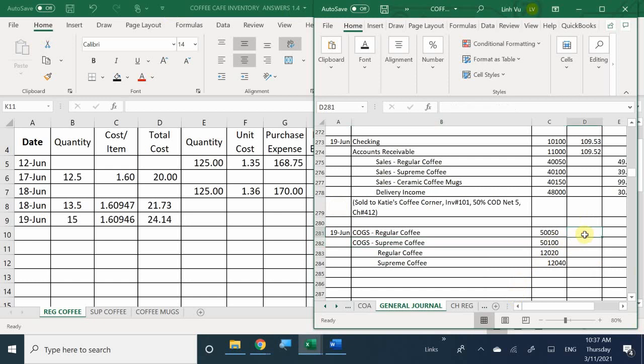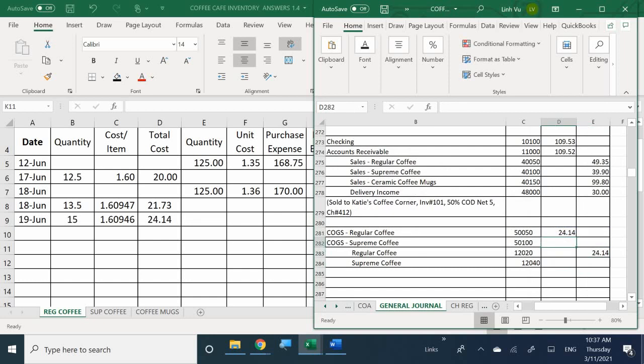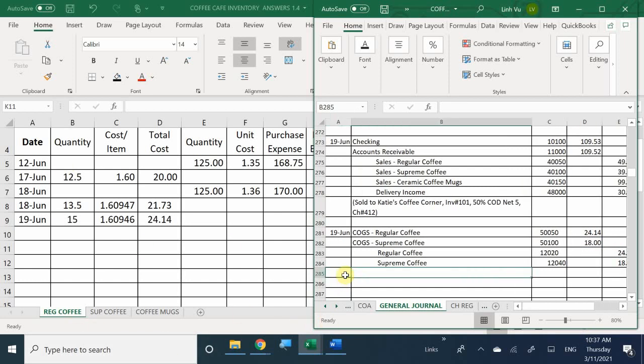Cost of goods sold, 24.14, and we have 18 here for the Supreme. And here you could go ahead and indicate that this was sold to Katie's Coffee Corner, just in case she decides to return some pounds, right? As a vendor or a wholesaler, if she doesn't like that coffee, she could say, I don't like the coffee, so here, take it back. And we would be able to grant her 100% cash guaranteed back.